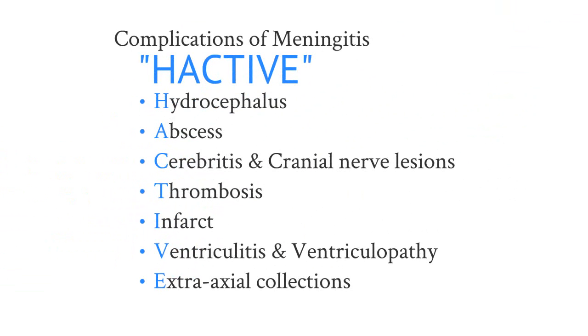So an acronym is called H-ACTIVE for the complications of meningitis. So you can develop hydrocephalus, abscess, cerebritis, and cranial nerve lesions. You can develop thrombosis, infarct, ventriculitis, and ventriculopathy, meaning distortion of the brain ventricles, as well as extraaxial collections of pus that can develop due to meningitis and the inflammation associated with meningitis.